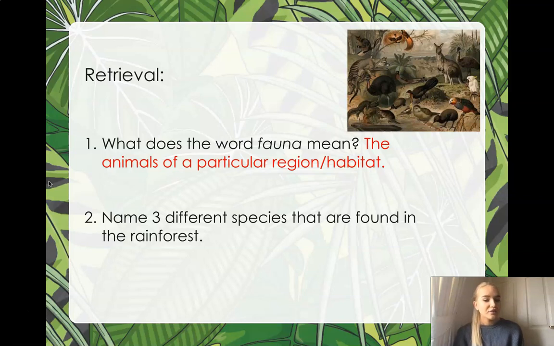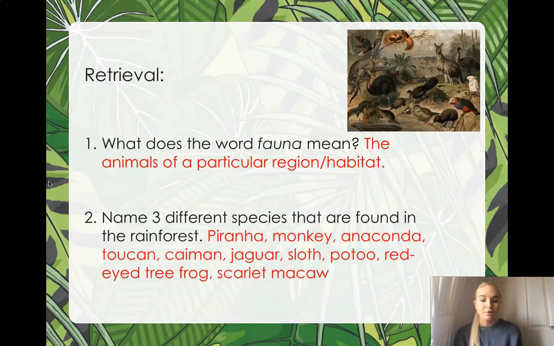Now, thinking of the different species that are found in the rainforest, you could have had any from piranha, monkey, anaconda, toucan, caiman, jaguar, sloth, potoo, red-eyed tree frog and the scarlet macaw. All of these we learnt last lesson, and some of them we also learnt in our book The Explorer that we've been reading in our reading sessions. So well done if you remember both of those.